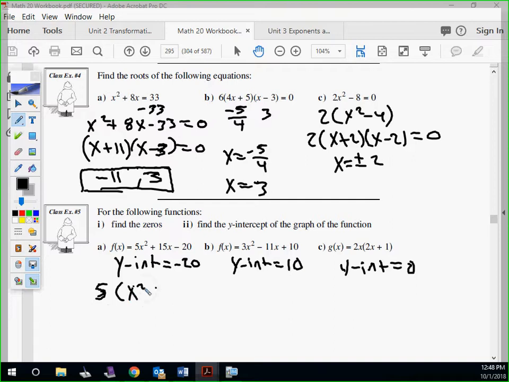I get x squared plus 3x minus 4. Now I want to factor that. So that's going to give me x plus 4, x minus 1. So your answer to that one, negative 4 and 1.